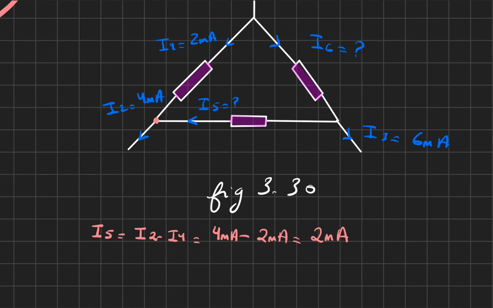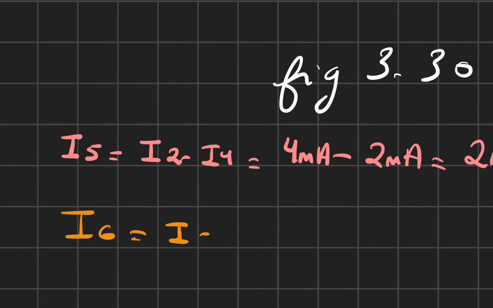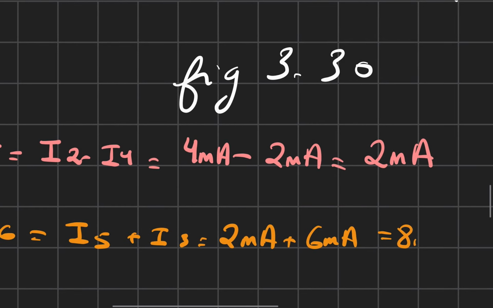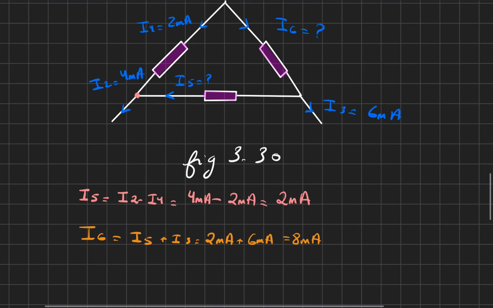Okay? So I6, this is number 5, right? This is number 5. So let us write down I6 is basically I5 plus I3. I5 is 2 milliampere, I3 is 6 milliampere. Together they make 8 milliampere. Okay, let me show you again. So this current and this current together make I3.